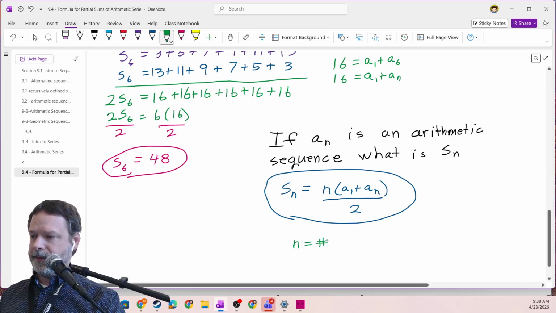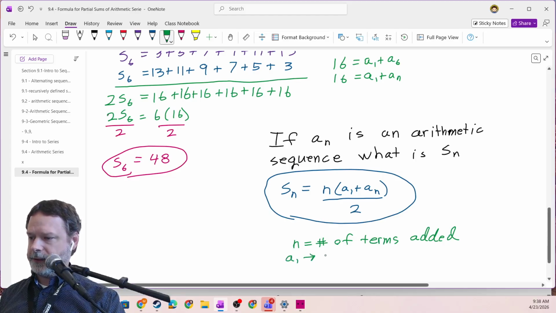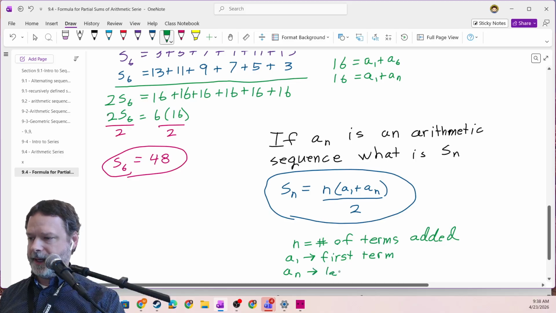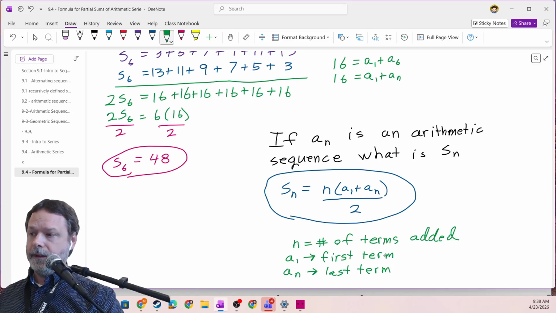And just to be clear, n is the number of terms we're adding. A sub 1 is the first term being added, and A sub n is the last term we're adding. So with just those 3 pieces of information, as long as it's arithmetic, we know exactly how to find the partial sum.